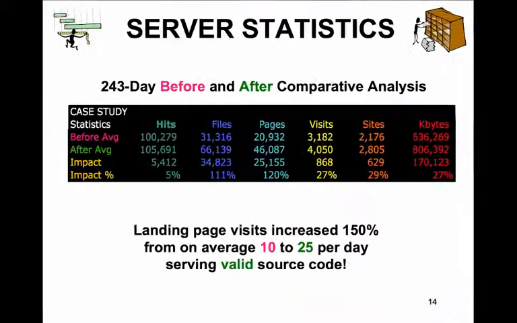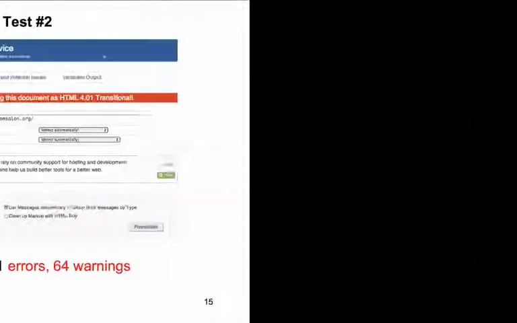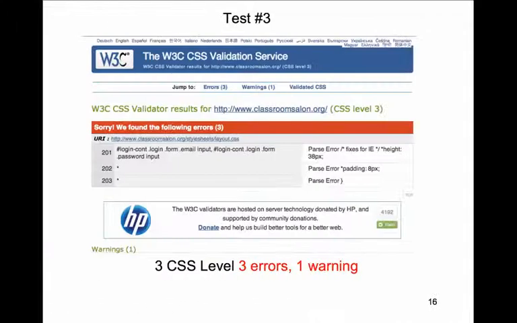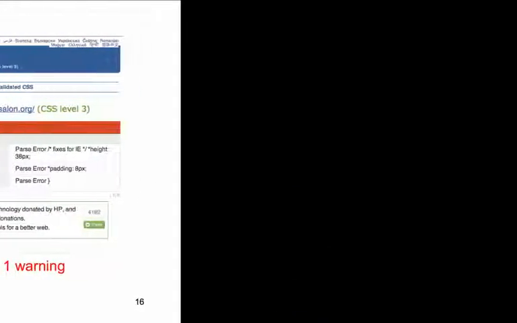The impact of serving valid code can only be realized in retrospect after validation. Therefore, anyone serving invalid source code is uninformed of the impact or assumes source code errors are inconsequential and do not affect server statistics. Test 2 checks HTML semantic code and displays errors and warnings by line number for correction. Test 3 validates CSS level 3 and displays errors and warnings for correction.